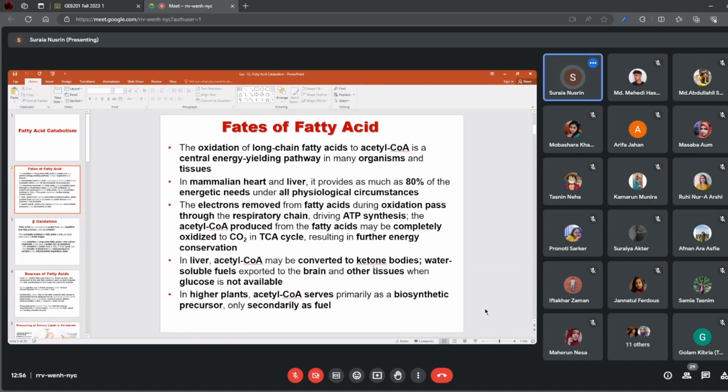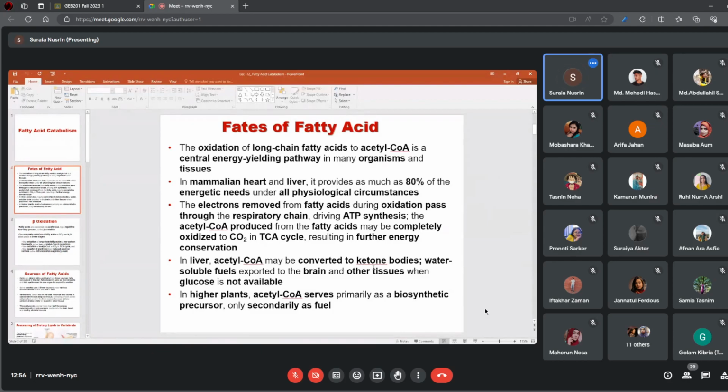The electrons which are released during this oxidation of the long chain fatty acid are ultimately transported to the respiratory chain, that is the electron transport chain, which is then utilized to synthesize ATP. Okay, and what happened to the acetyl-CoA? The acetyl-CoA then enters the TCA cycle, which we have already learned.